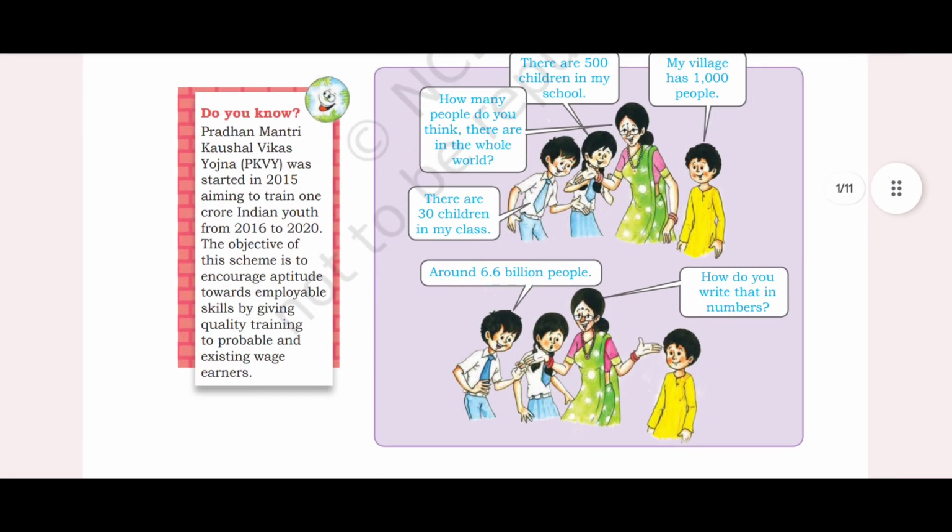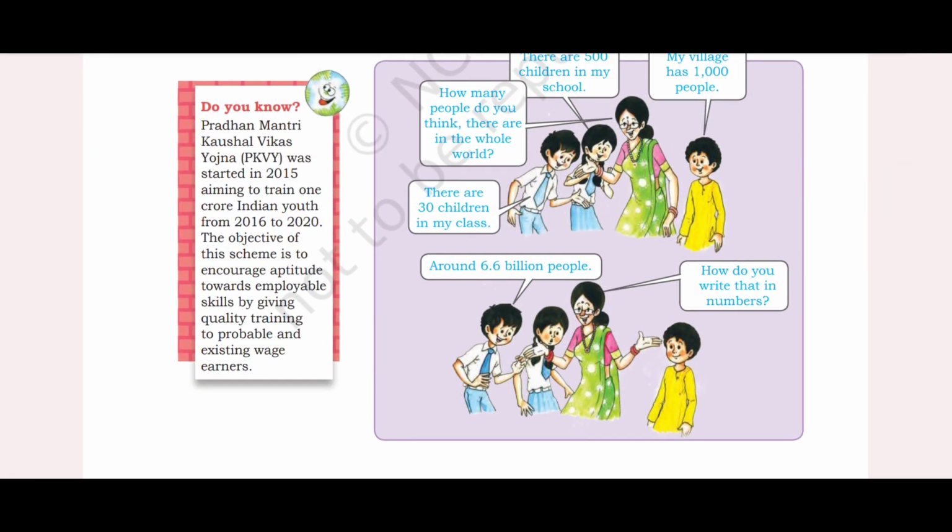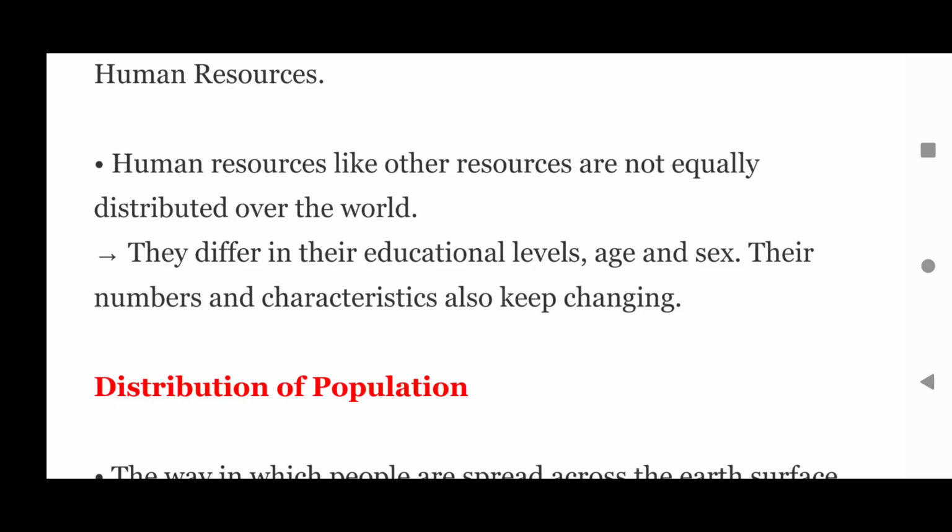Pradhan Mantri Kaushal Vikas Yojana was started in 2015, aiming to train 1 crore Indian youth from 2016 to 2020. The objective of the scheme is to encourage aptitude towards employable skills by giving quality training to probable and existing wage earners. Human resources, like other resources, are not equally distributed over the world. They differ in their educational levels, age, and sex. Their numbers and characteristics also keep changing.